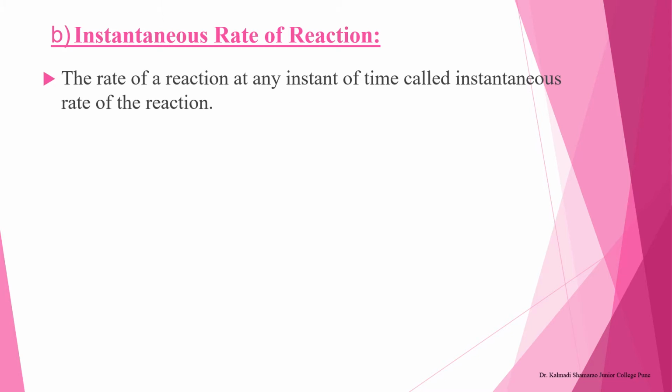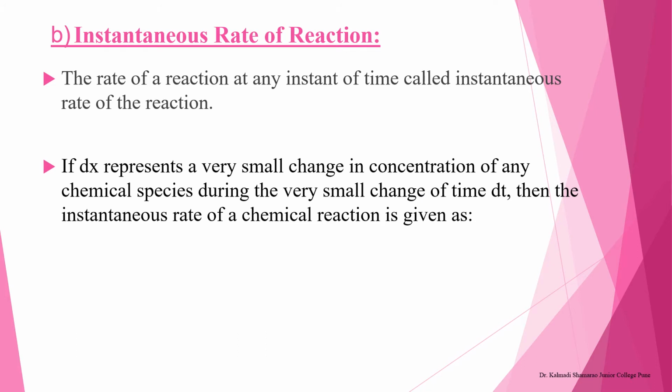Let us study instantaneous rate of reaction. The rate of reaction at any instant of time is called instantaneous rate of reaction. If dx represents small change in concentration of any chemical species during the small change of time dt, then the instantaneous rate of chemical reaction is given as rate of reaction is equal to dx by dt.